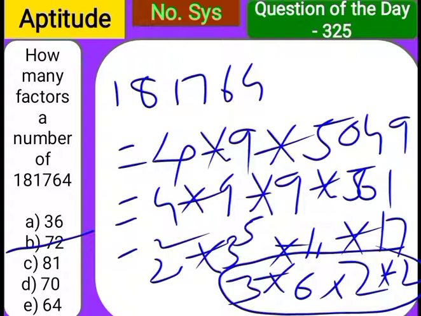Now how many do we have? 2 square, power increased by 1, becomes 3. 3 power 5, 5 increased by 1 is 6. Next 11 power 1, 1 increased by 1 is 2. 17 power 1, 1 increased by 1 is 2. So you have to multiply all the numbers. First convert into prime multiples, then increase the power by 1, then multiply all the numbers. Your answer will be done. Okay? Next, going to another question.